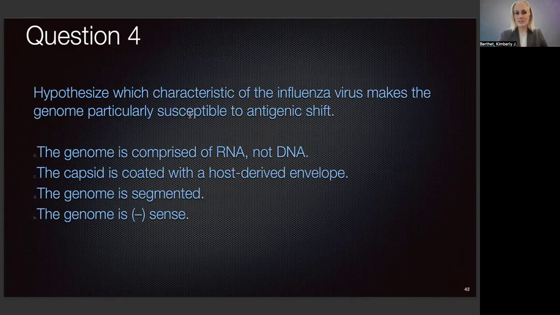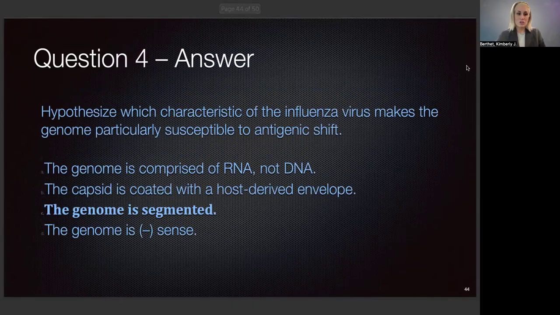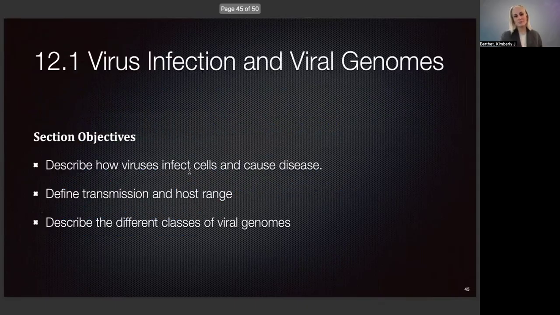Hypothesize which characteristic of the influenza virus makes the genome particularly susceptible to antigenic drift. Okay, the answer to question number 4 is the genome is segmented. So when we're looking at why it would be more susceptible to antigenic drift, the segmentation allows for that movement more. And allows for that diversity, that change.